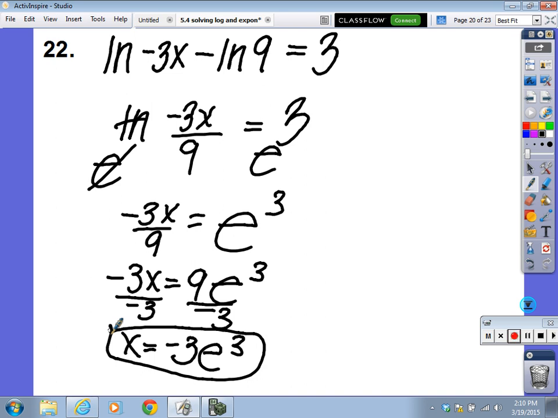Wait, what? I don't understand what happened. Just algebraically, I would solve piece by piece. So I multiplied both sides by 9. So then I had negative 3x is equal to 9e to the 3. So then I divided by negative 3. Oh, you just skipped steps. I did skip. Sorry. I usually don't, but we're feeling really rushed.